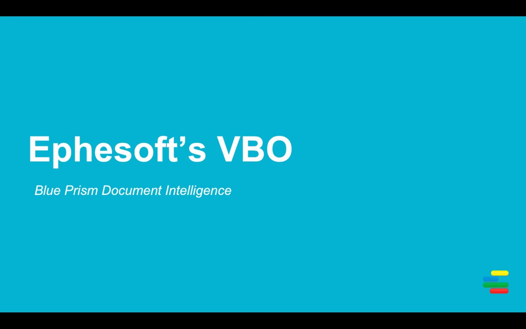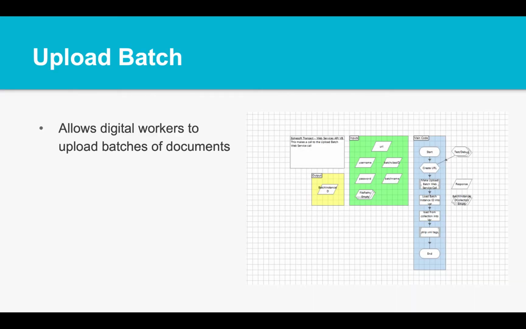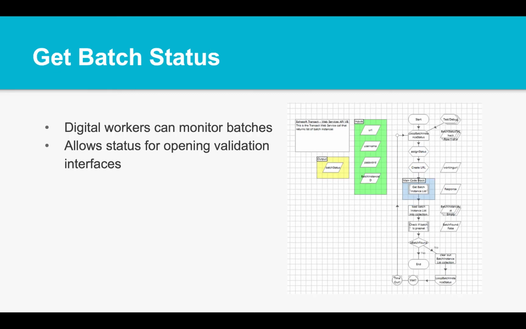So now that we have a high-level view of the three methods for integration, let's do a quick review of the VBO. The first is upload batch. This provides all the functionality to digital workers to upload a large set of documents. Next, batch status gives you a way to monitor all your processes in flight. This can be leveraged as a trigger for validation, which I'll show in the demo.